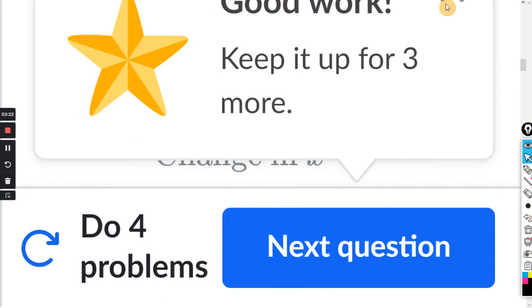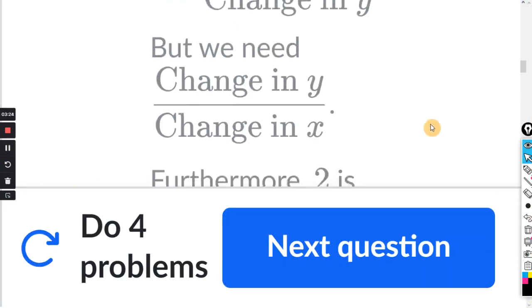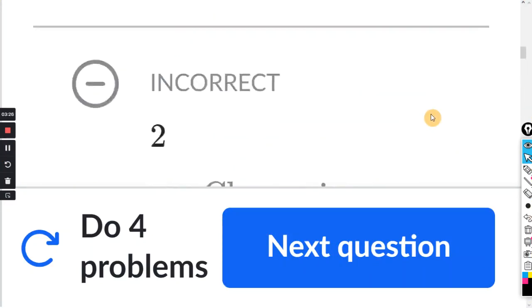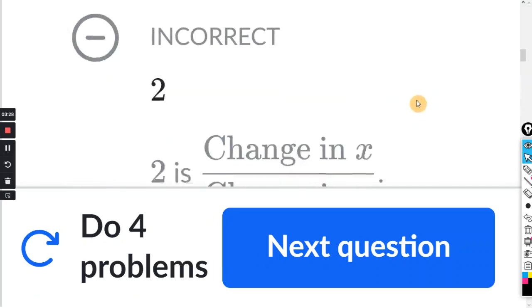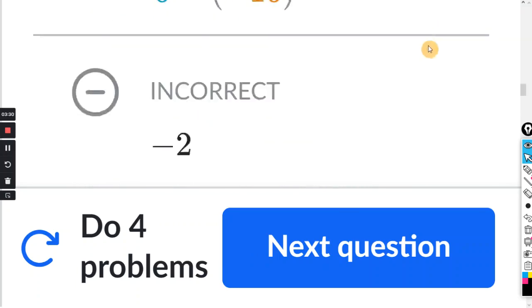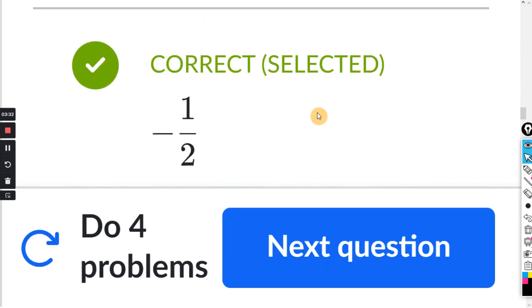All right, so make sure you reduce your fractions when you get the answer, because the negative 5/10 was not one of the answers. We had to reduce that.